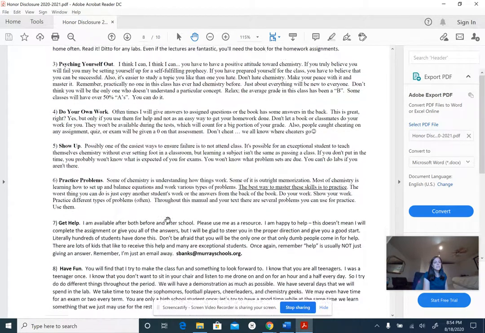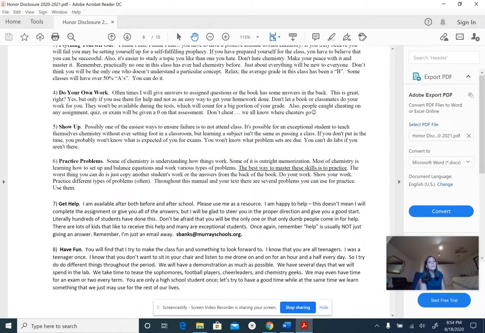Number 6, practice problems. I will be giving you a lot of practice problems, and we are going to use these practice problems to understand how things work. Some is outright memorization, but most of chemistry is learning a step to logically attack a problem. I'm going to be showing you logic. I'm going to be showing you a way to organize things. Practice it. It takes time, just like math. It takes practice. Number 7, get help.